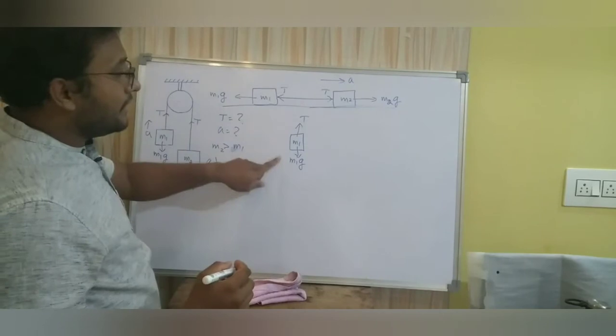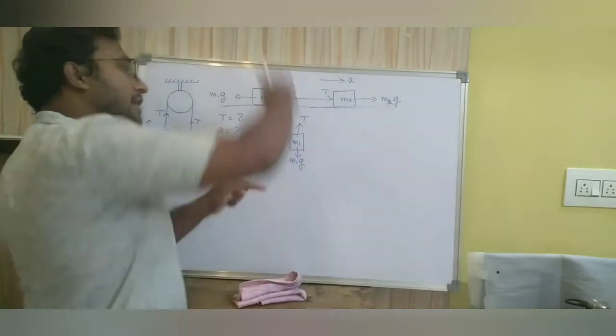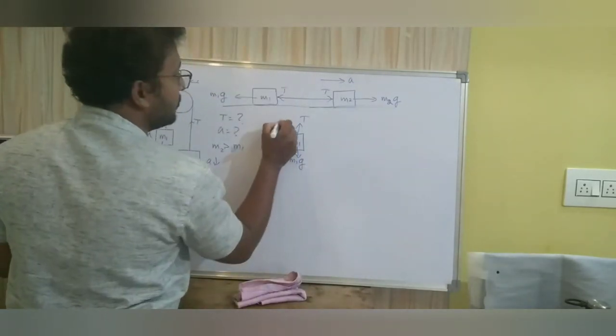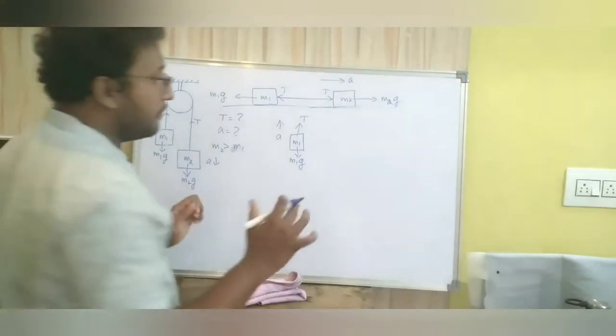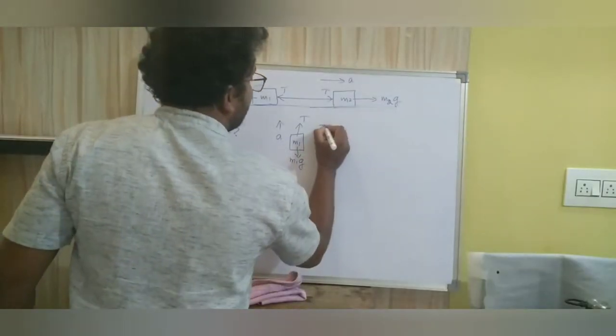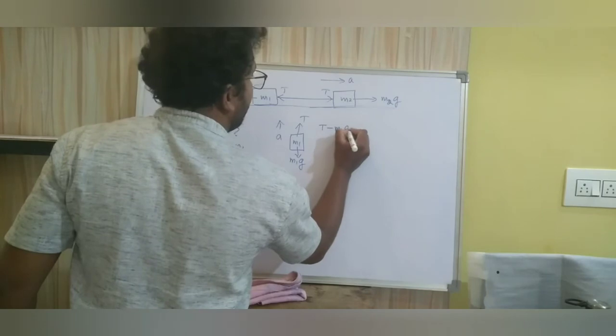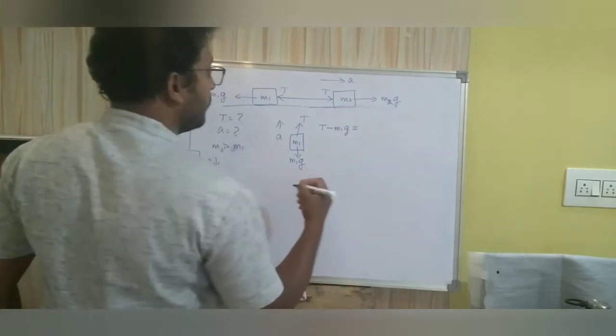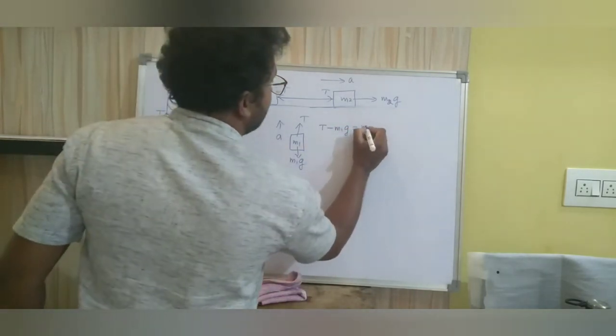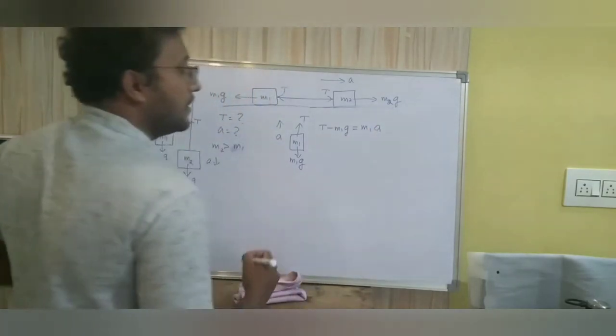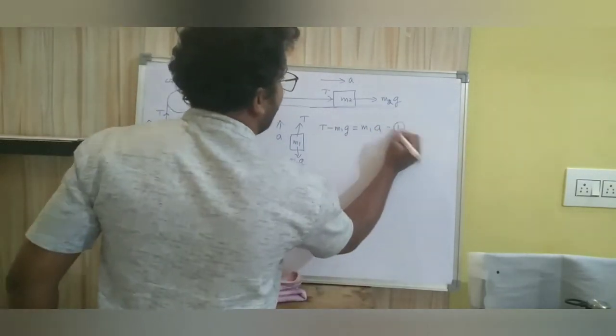We can write the dynamic equation for this free body diagram. Because T is greater than m1 into g, m1 is going in the upward direction with the acceleration equal to a. Therefore I can write T minus m1 g is equal to m1 into a. Let me call this equation number 1.